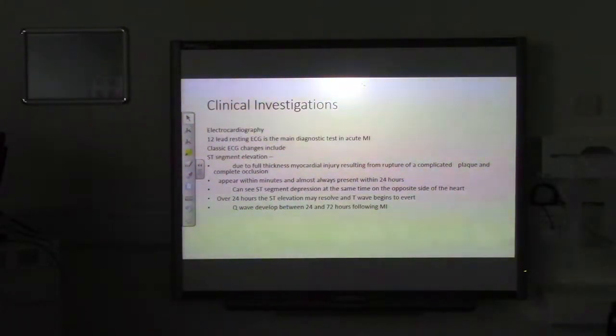So if we're looking at where the leads are, if you've got an anterior occlusion, you might get ST segment elevation on those leads, then on the leads on the opposite side you may see depression, so you'll get an opposite effect. Over 24 hours, ST elevation may resolve and T waves begin to invert, and we might see Q waves develop between 24 and 72 hours following MI. Pathological Q waves are signs of previous myocardial infarction and result from the absence of any electrical activity.